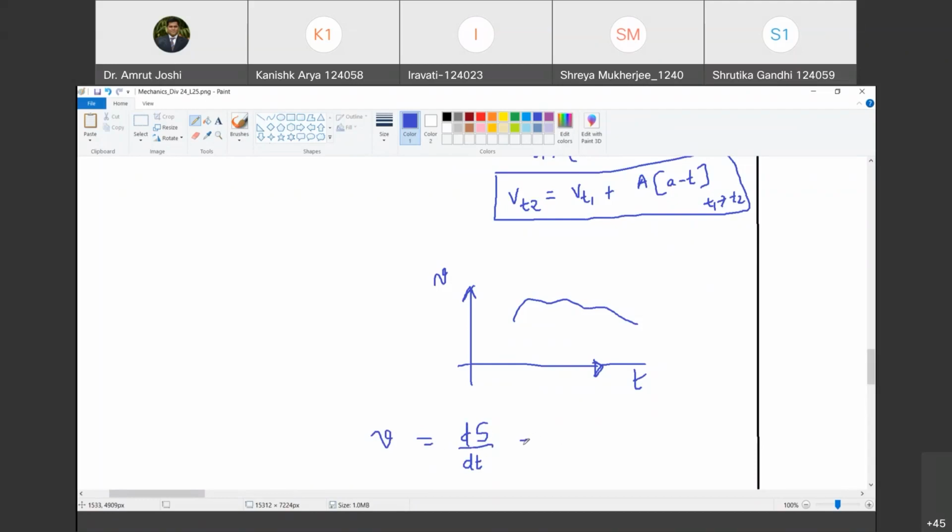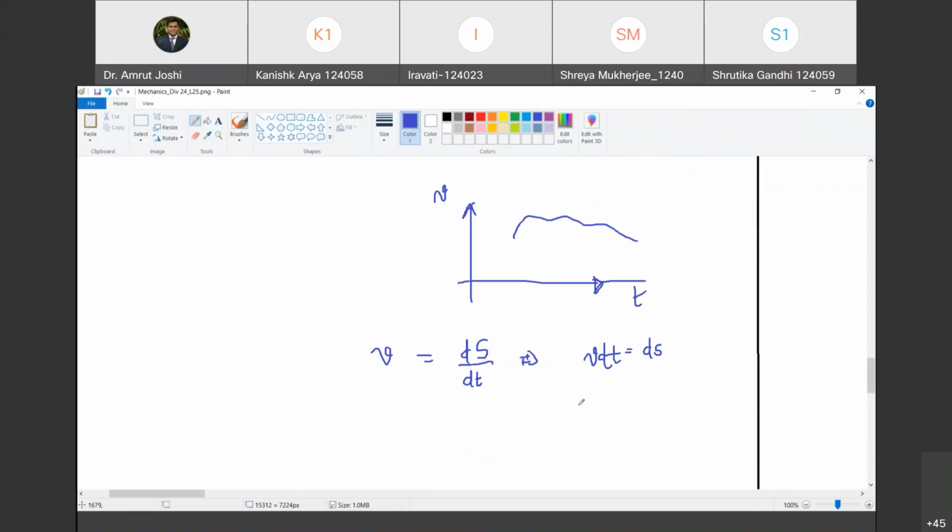This implies, as I know velocity as a function of time, I will take dt on this side. v dt is equal to ds. Agreed? Now integrate. But if I take an indefinite integral, the constant of integration will come. So to avoid that, I am going to integrate it in a known time interval, say from t1 to t2. Happy? So what do I get?